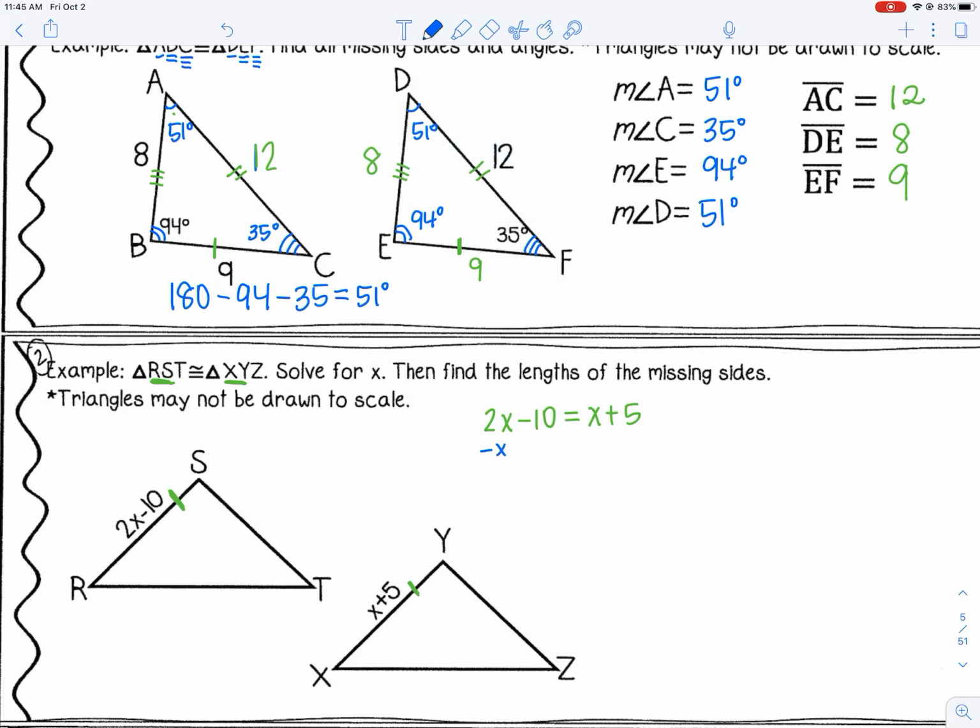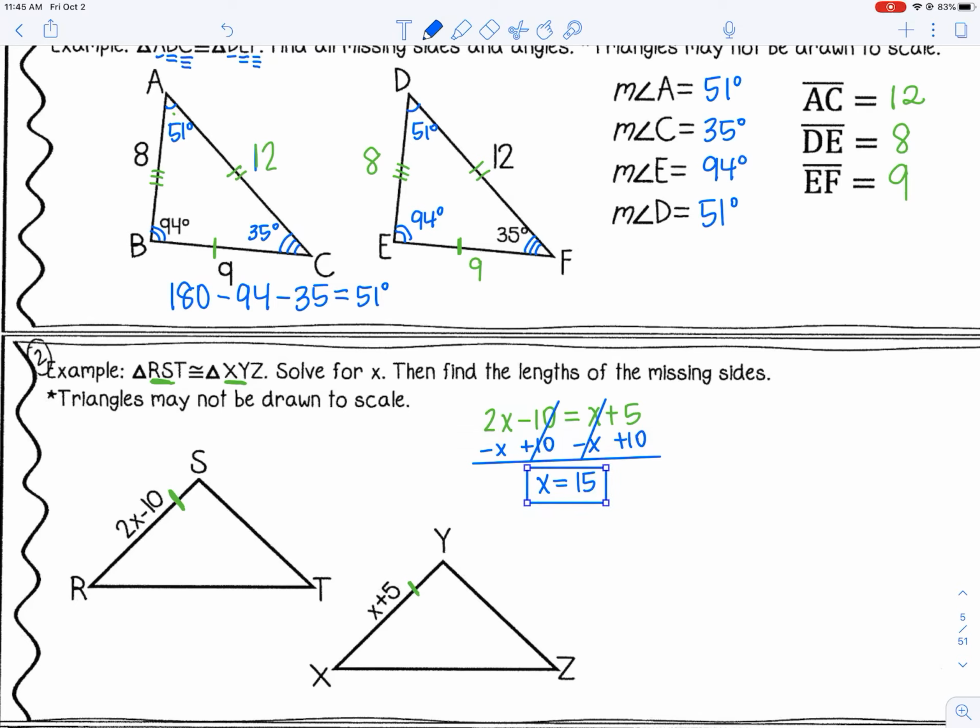So subtract x from both sides, add 10 to both sides. Mark out what we're canceling. So 2x minus x is x. 5 plus 10 is 15. So x equals 15. And then we're going to plug it back in to find those missing sides.